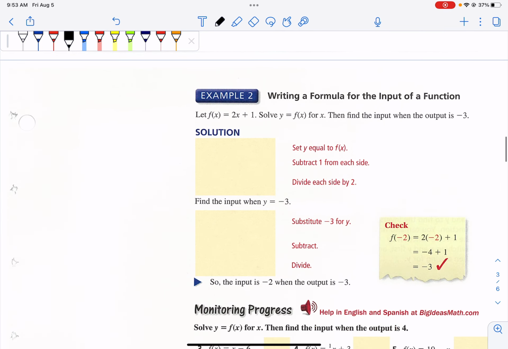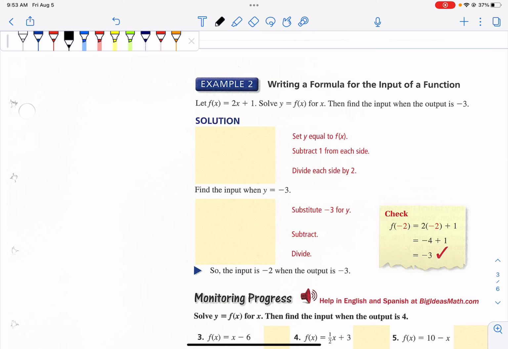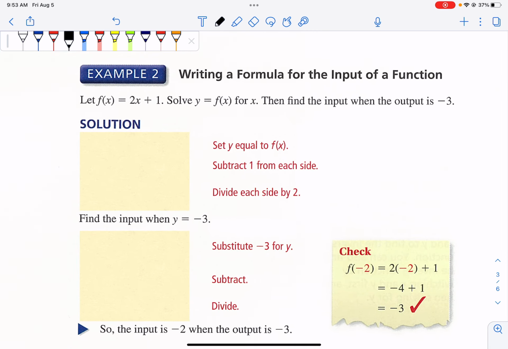So, example number 2 says, let f of x equal 2x plus 1 and solve y equals f of x for x. Then find the input when the output is -3. All right, none of that makes sense yet. It gives me a function, f of x equals 2x plus 1. And it wants me to find the input when the output is -3.